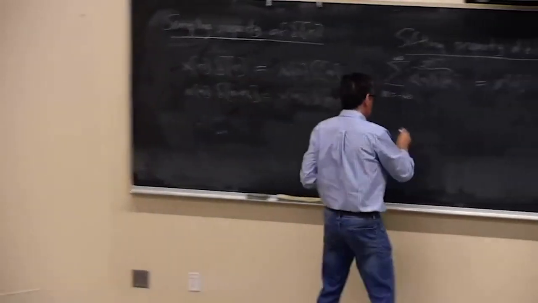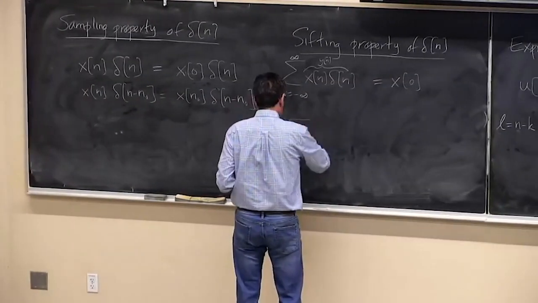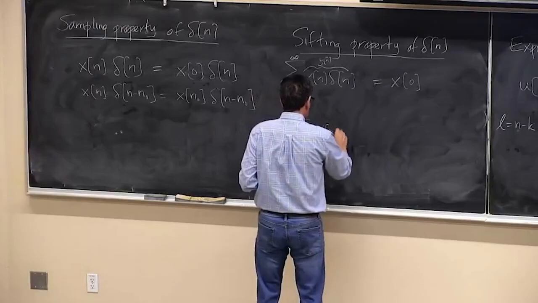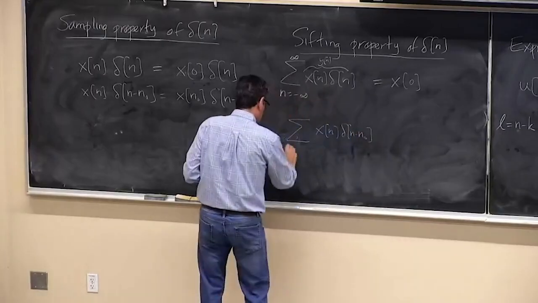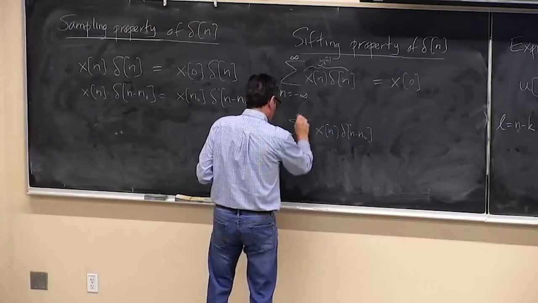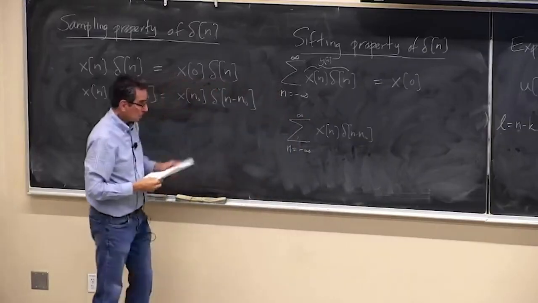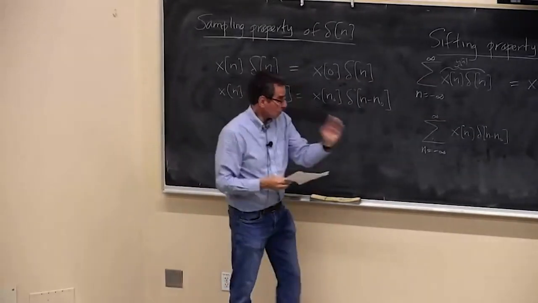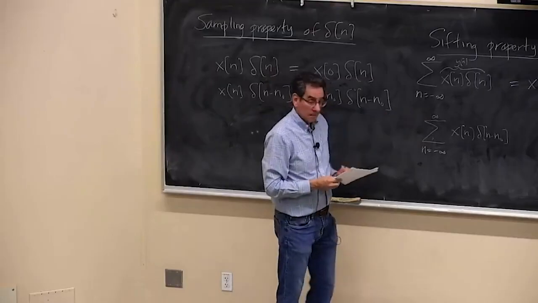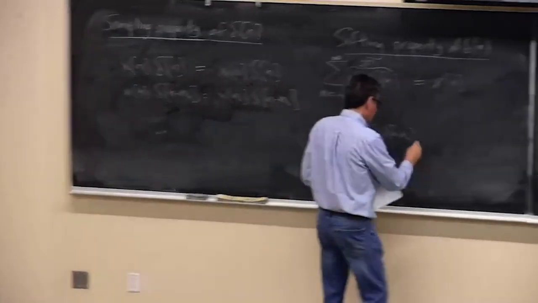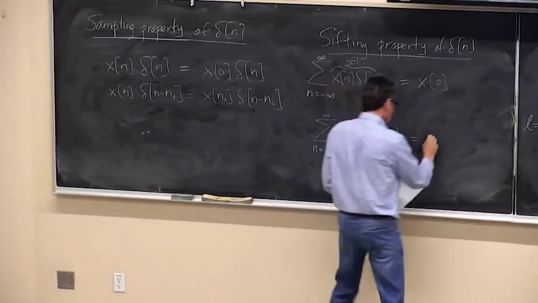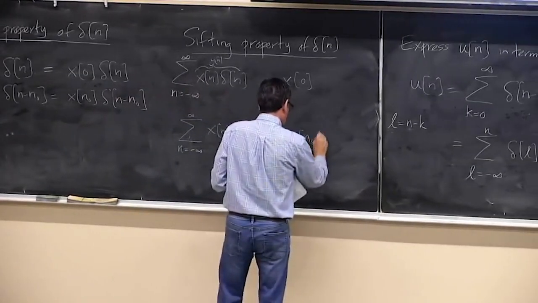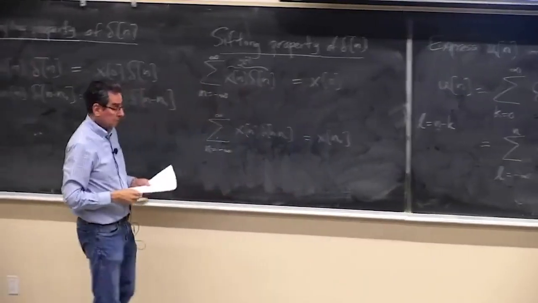at time 0. And then you can do the same thing with this other formula, x of n delta of n minus n0. Again, we know what that signal looks like. It just has that one stem at time n equals n0, and if we sum from n equals minus infinity to infinity, we're just going to add up a bunch of zeros except for that one value, and we sift out the value of the signal at time n0.